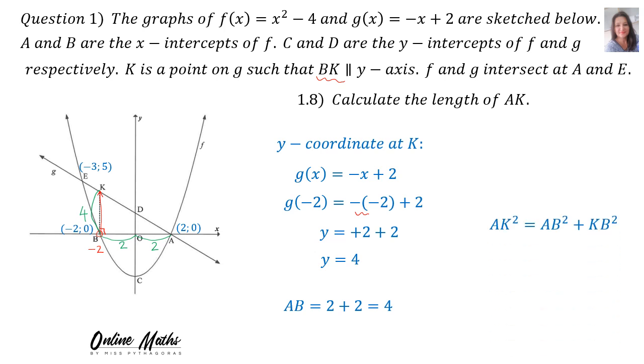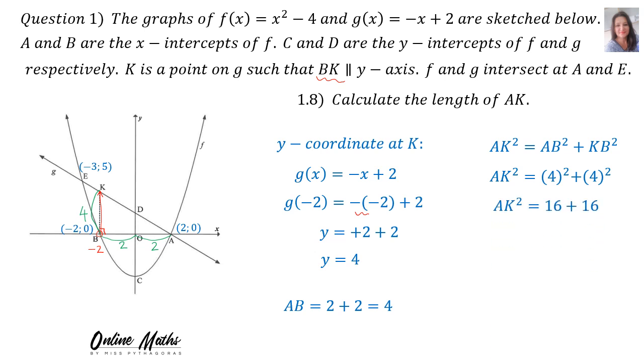And we can say hypotenuse squared, AK squared, is equal to AB squared plus KB squared. AB, 4 squared, plus KB, 4 squared. 4 squared is 16, plus 16 is 32. And then we don't want AK squared, we only want AK. So we take the square root of 32. Therefore, AK's length is 5,66.